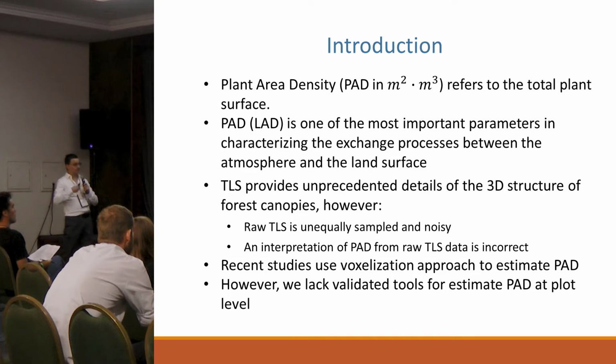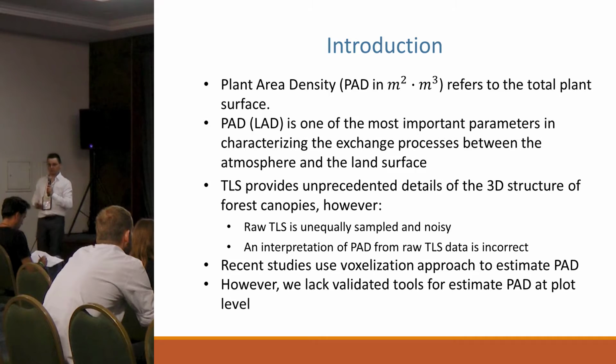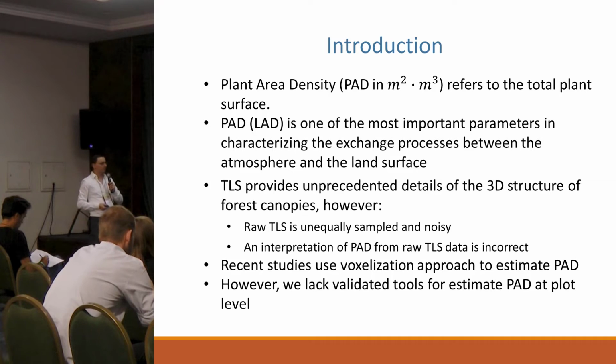We all know that TLS gives us a lot of information about the 3D structure, but raw TLS is from a different point of view and everything is unequally sampled in the forest, extremely noisy. An interpretation of PAD, plant area density, from raw TLS data is normally incorrect. I mean, you need to apply some correction on your data to be able to get a good estimate.